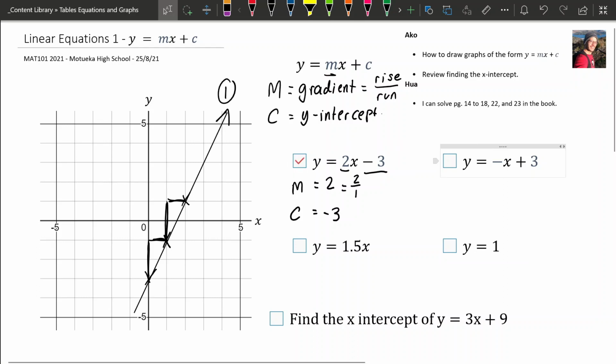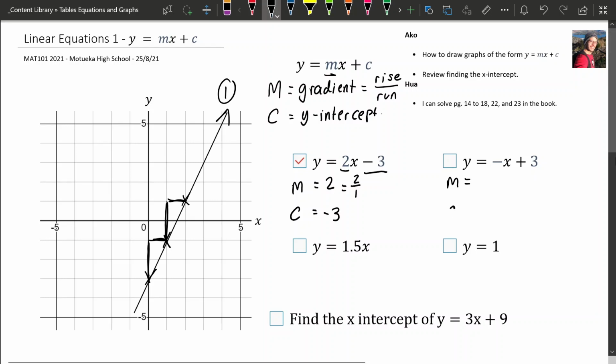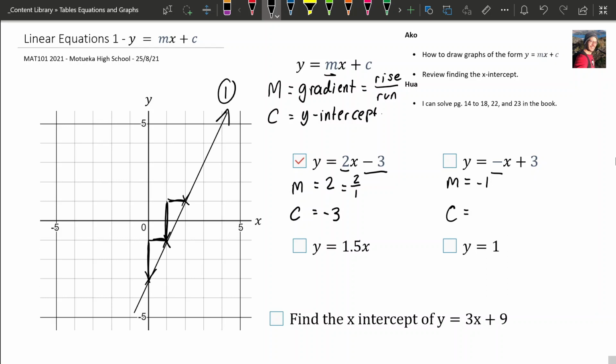All right, so number 2 here. Let's find m and c again. So m will be this here, the minus. But if there's no number there, it's just 1. So we have a single x, so it's minus 1x. As a fraction, that will be minus 1 over 1. And our c here will be 3.